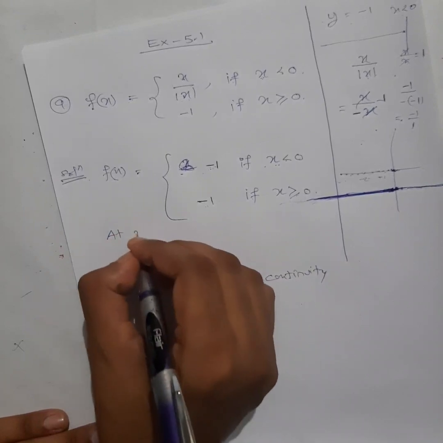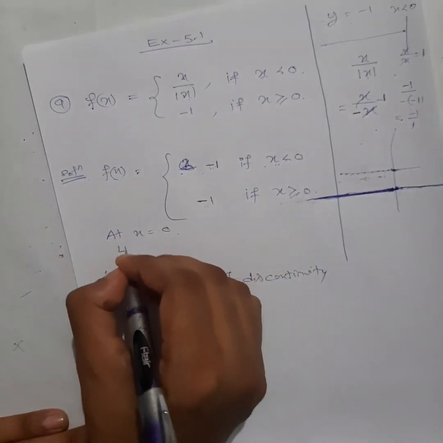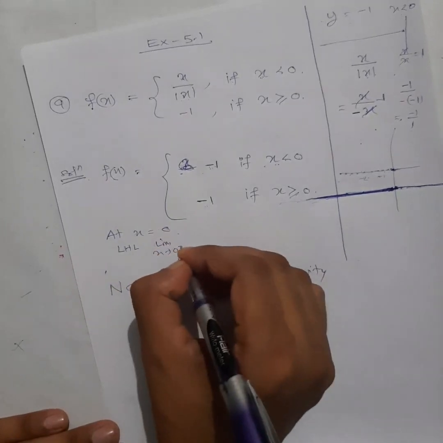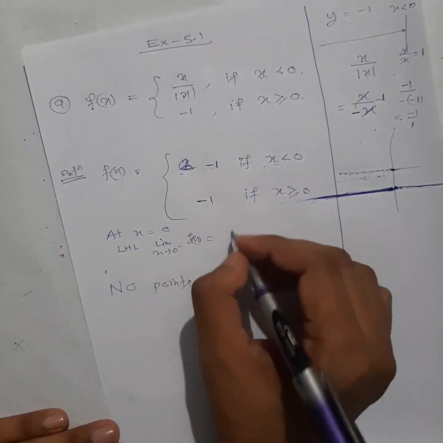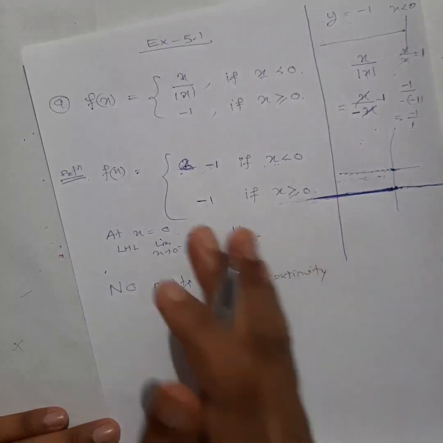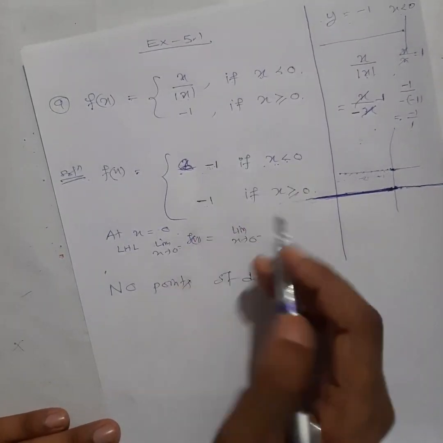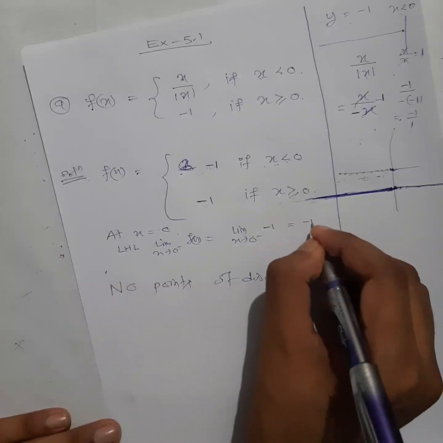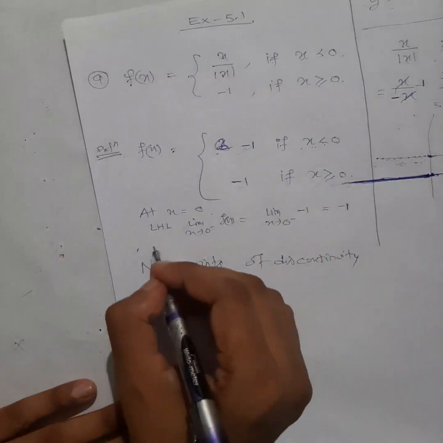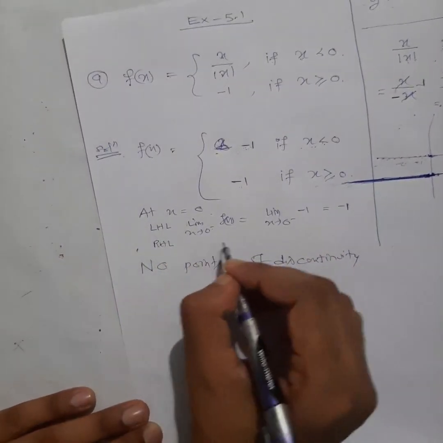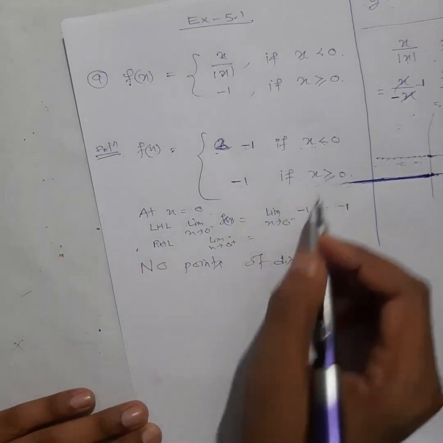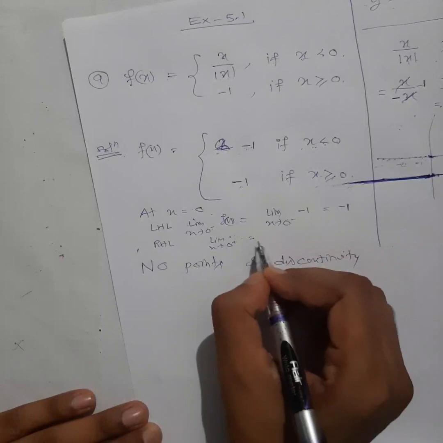So at x equal to 0, find the left hand limit. Limit x tends to 0 minus f(x), how much will it be? x tends to 0 minus means less than 0, close to it, right? So for less than 0, which function? Minus 1, so the answer will be minus 1 only. If f(x) is a constant function, wherever you put x, this is the output. Next, find the right hand limit. Limit x tends to 0 plus f(x), for greater than 0 also it is minus 1, right? So what can I write here?